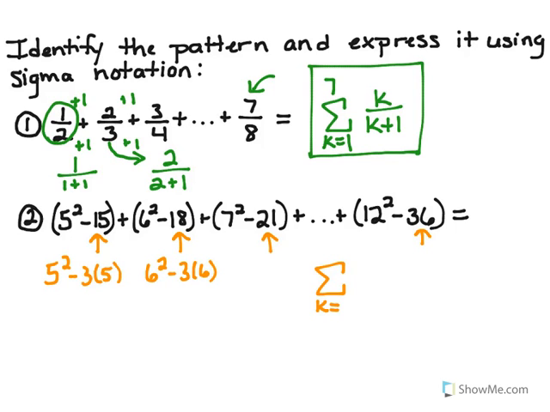And sure enough, it does. If I look at the last term, I have 12 squared minus 3 times 12. So it looks like I'm going to have the number k squared minus 3 times the number k. And what number are we starting with? We're starting with k equals 5 and going all the way up to k equals 12. So there's the sigma notation for this pattern.